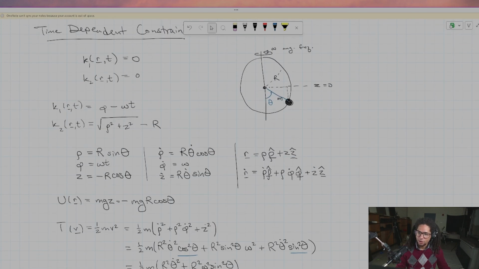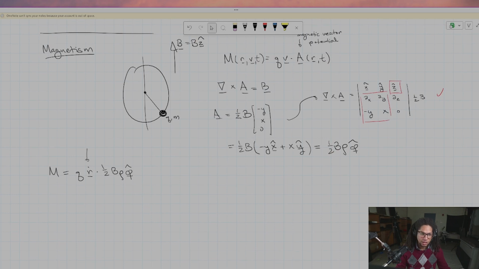So what do I have here? r dot has phi hat coefficient rho phi dot, which is, in our case, rho times omega. Okay, so this is now q times rho times omega times 1/2 B rho. Or just to group this and make it less goofy looking, 1/2 B rho squared omega q. I think maybe the q should come earlier. 1/2 qB rho squared omega. Good.